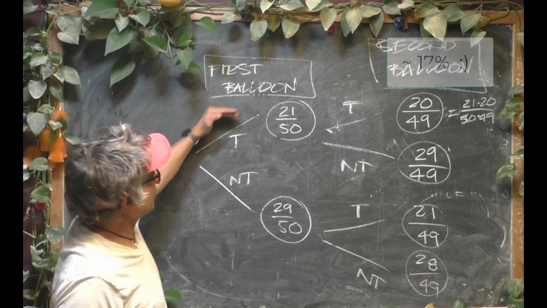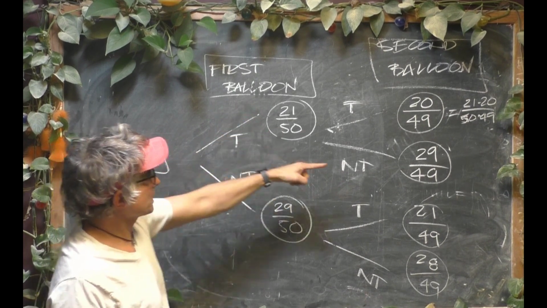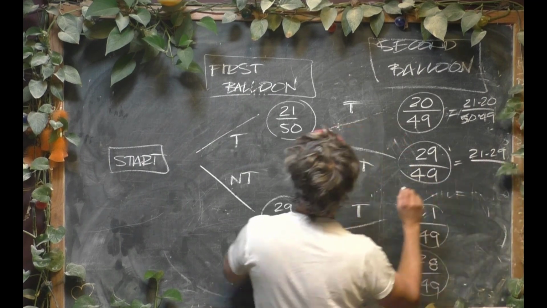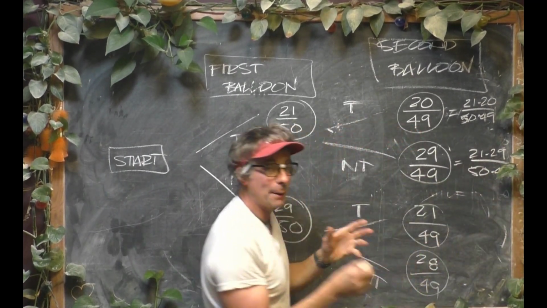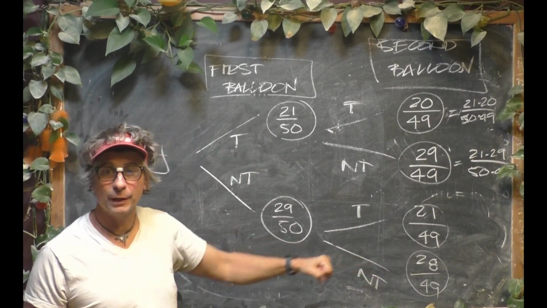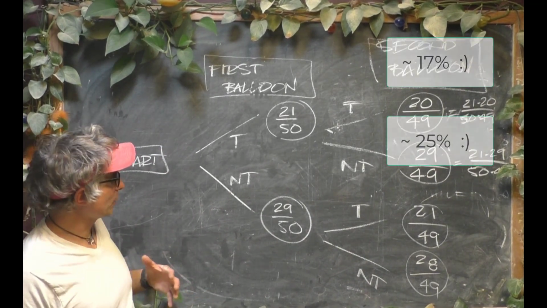What if you get a token first and not get a token second? Well, that's going to be 21 times 29 over 50 times 49. As a matter of fact, all of these probabilities are going to have a denominator of 50 times 49 because you're drawing a balloon, then drawing a second balloon from the wall that has 1 less balloon on it. So the only thing changing really is the numerator.